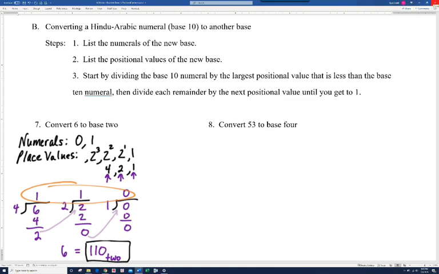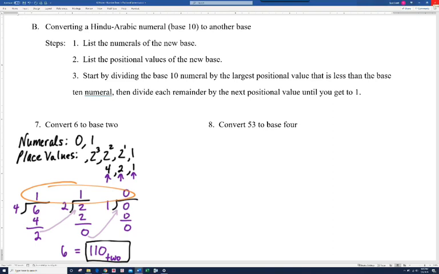One of the things I want you to notice, let me change colors here. Let's use black. Each time we were dividing, our divisor was these positional values. So just be careful that you're always dividing by the positional value. All right, so if you want to try it on number 8, you can, or you can watch me do another example. We're still going to do a couple more of these.